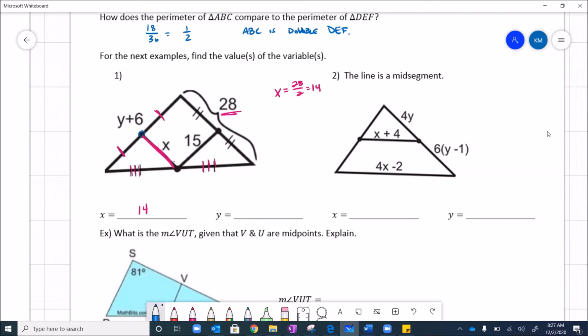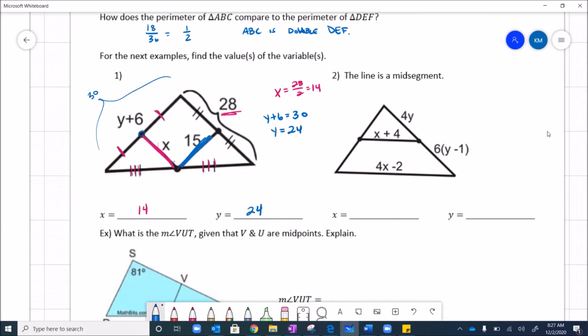Finding Y, okay, again, they're marking for us that 15 is a midsegment. It should be half the side it's parallel to. So if this is 15, that must mean that this side is 30. So Y plus 6 then is 30. Subtract 6 from both sides. Y is 24.